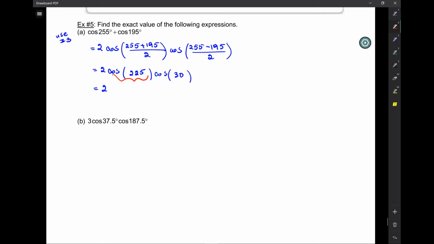Pi over 4, right? What quadrant is it in? It's in the 3rd quadrant. So is cosine positive or negative there? Negative. So what value is that going to have? Negative, right, but then the number, how much? What's cosine of 225? Negative root 2 over 2.